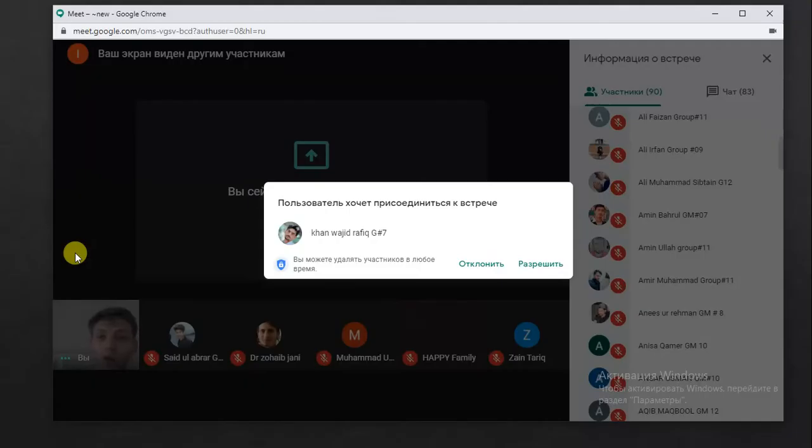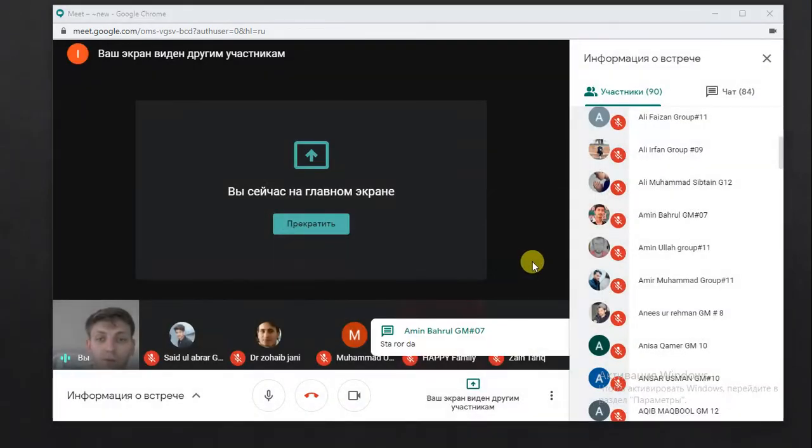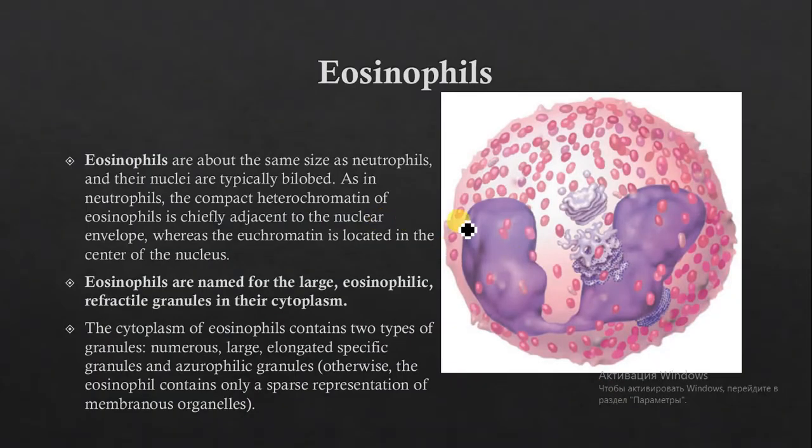Let's talk about eosinophils. So you see, what is the first thing you should pay attention to? Eosinophils possess a two-lobed nucleus, a bilobed nucleus, and we have only one strand here. So unlike neutrophils, where we have a lot of strands, here the nucleus is composed of two parts with one connecting strand between them.